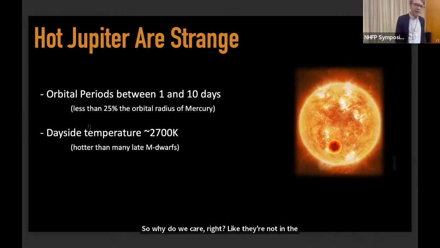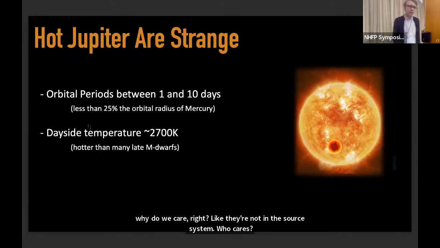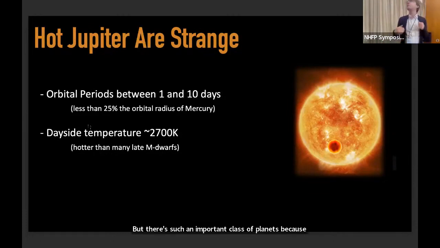But they're such an important class of planets because they're so abundant. We have so many of them, and we can really learn a lot about atmospheres and all kinds of different features of dynamics with hot Jupiters. So they're a really exciting class of planets.